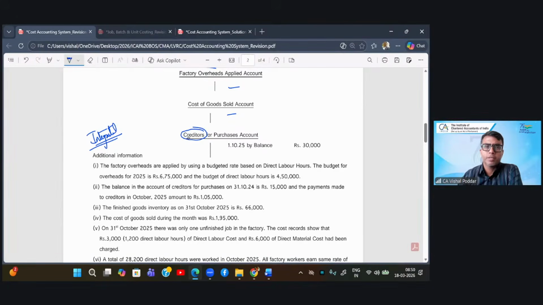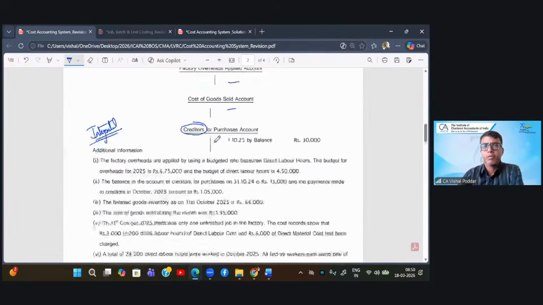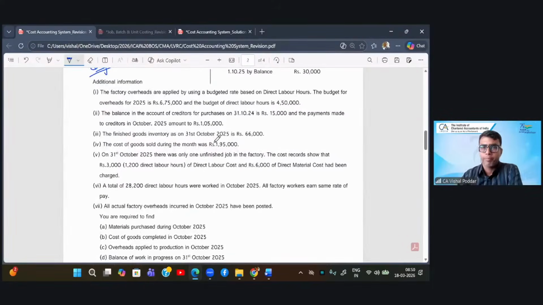Accounting remains the same. Fine. Now this is the different sum. Why? Because if you see this sum, when we complete reading the additional information, you'll realize that in this question, they have given you some balances and they have given you some transactions, not all.